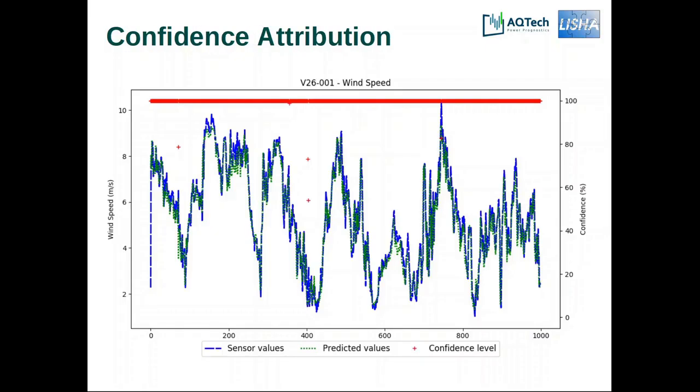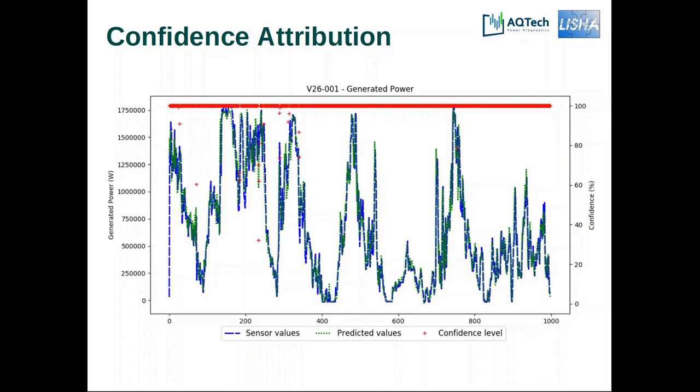This graph shows the wind speed values read and predicted from a specific wind turbine. The red crosses show the confidence assigned by the algorithm. Almost all readings are okay, showing that the predictor has a good accuracy.